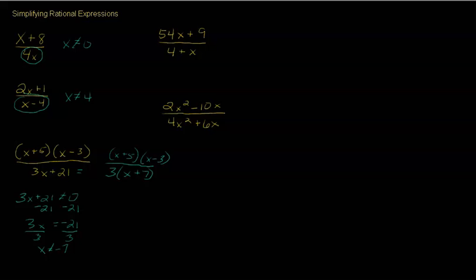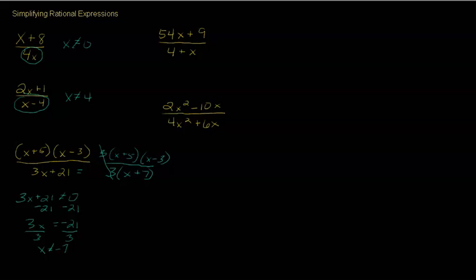So we can't cancel out these 3's because this is in parentheses here, and we can only cancel out things when they're being multiplied together. So if we had an x plus 5, we could cancel out these. Or if we had an x minus 3, we could cancel out this. If we had a 3 over here, that could cancel out. But we can't do anything with this, so we just leave that like this.